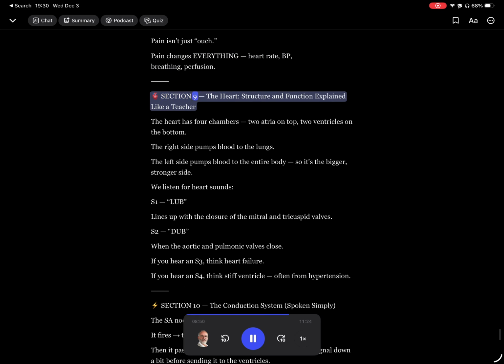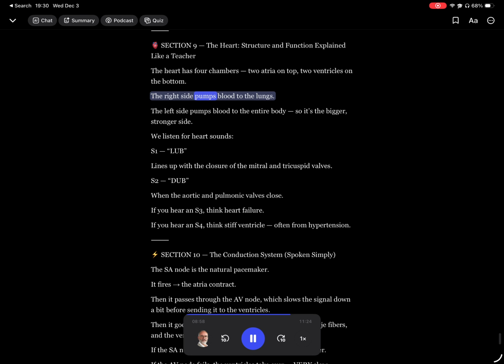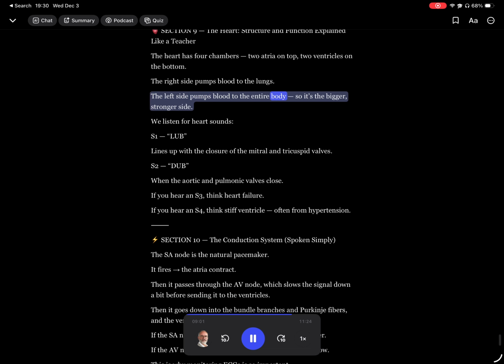Section 9. The heart, structure and function, explained like a teacher. The heart has 4 chambers. 2 atria on top, 2 ventricles on the bottom. The right side pumps blood to the lungs. The left side pumps blood to the entire body, so it's the bigger, stronger side.